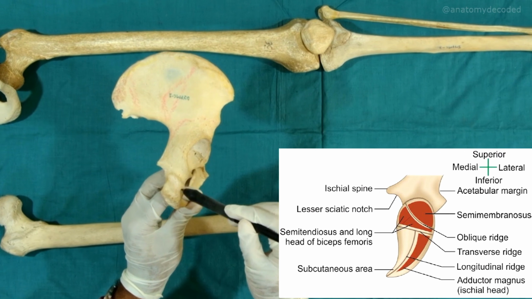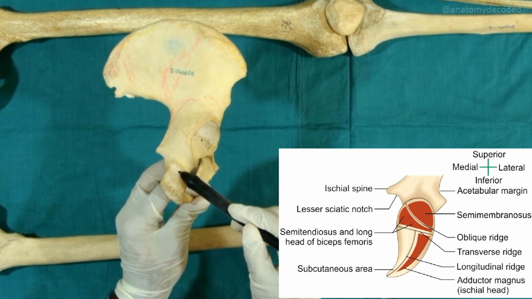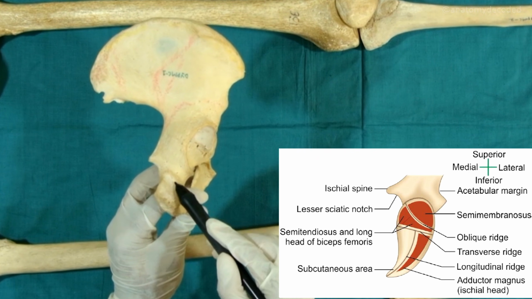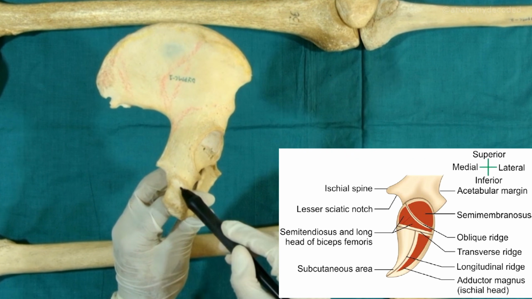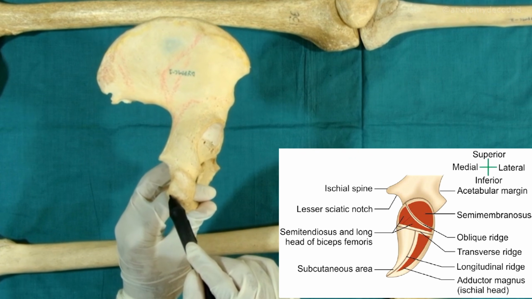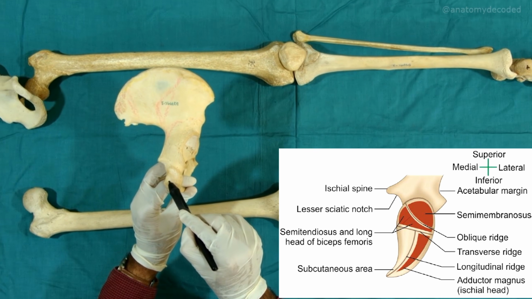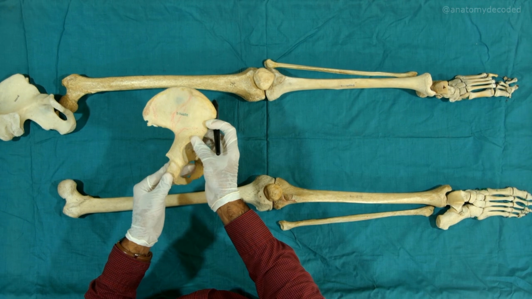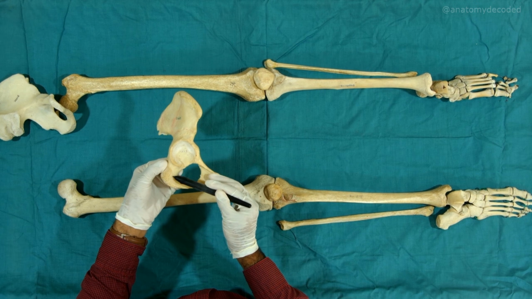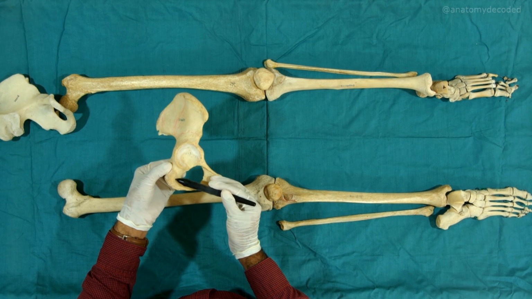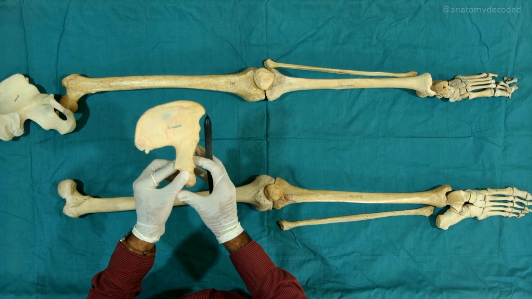In the upper quadrangular part, superolateral surface, there are 2 muscles. On the superolateral part, there is one muscle called as semimembranosus, and on the inferomedial part, there is semitendinosus and the long head of biceps femoris. Okay, then on the lateral aspect of this ischium, there is a muscle called as the quadratus femoris. Okay, from here it goes to the femur.